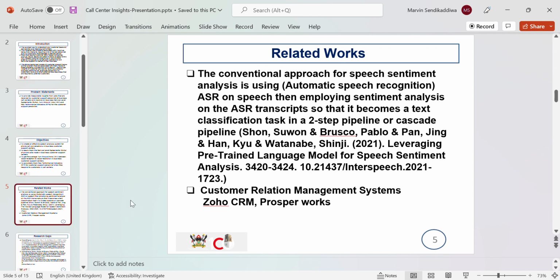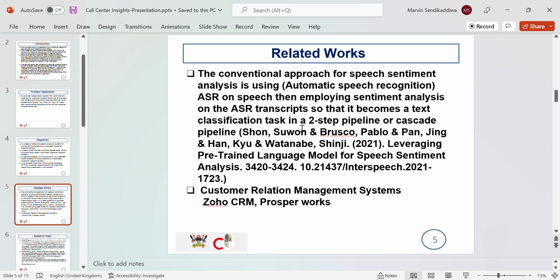We did a literature review around the existing problems, and in one of the related works, we realized that there is speech sentiment analysis. This work involves detecting emotions that are involved in speech, to try to understand the tone of the employee when they are reaching out to the customers.